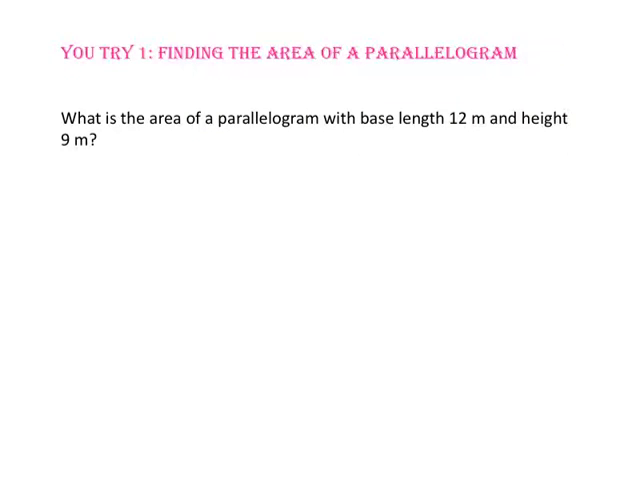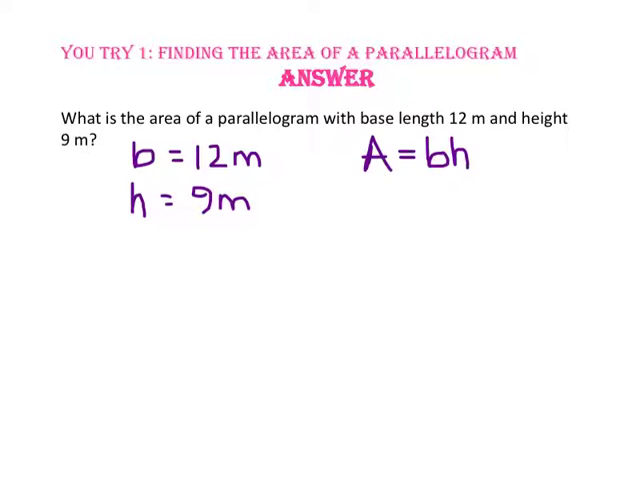Pause the video and do Try It number 1. What is the area of a parallelogram with base length 12 meters and height 9 meters? Since the area of a parallelogram is the base times the height, we'll substitute 12 meters in for the length of the base and 9 meters in for the length of the height. So the area of this parallelogram is 108 meters squared.